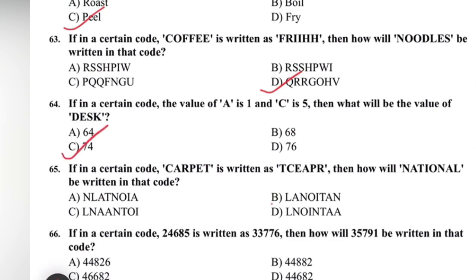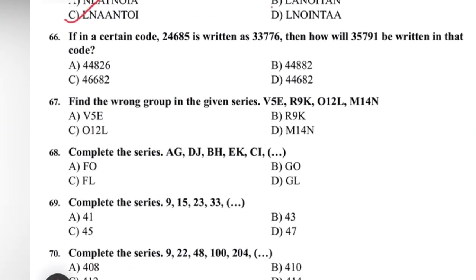Coming to the next question, question number 65. Just read out the question and find out the answer. Here the answer is option C. Coming to the next question. If in a certain code something is written as something, then how will it be written in that code? So it's all related to coding. Try to find it out. Students, the answer is option B. Yes, option B is the correct answer.